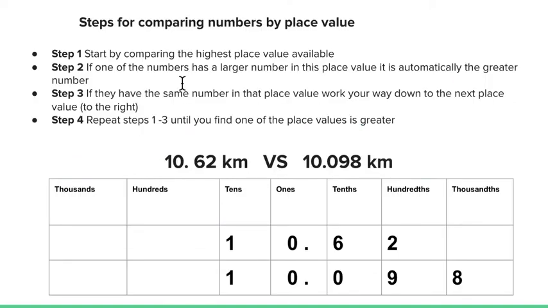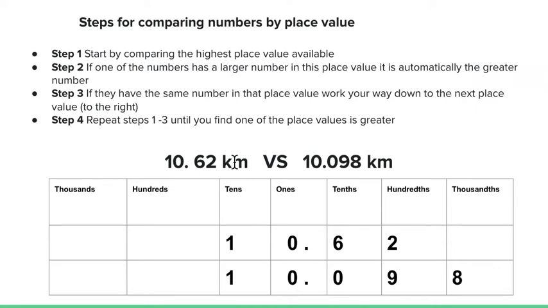So let's quickly go through once again our steps for comparing numbers by place value. They're the exact same as I showed in the other video, just today we're dealing with decimal numbers. So let's compare two amounts. Here we have 10.62 kilometers versus 10.098 kilometers. Step one, you should start by comparing the highest place value available. In this case, that would be the tens column. They both have a 1, so that doesn't help us.